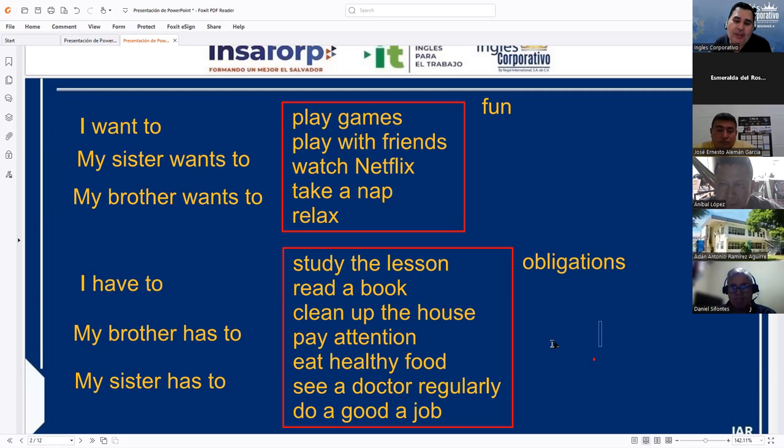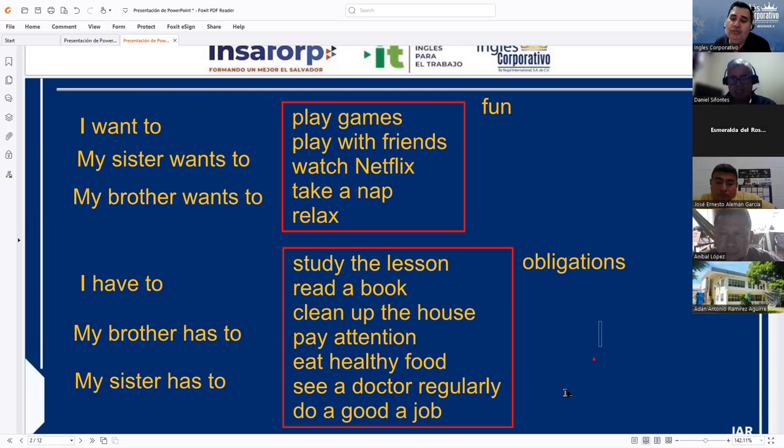Eat healthy food. The doctor said, you have to eat healthy food. The doctor says, you have to see a doctor regularly. And your boss says, you have to do a good job. Right? So do a good job, not a good, so here is extra. Okay, just like that. Do a good job. Okay, so obligations versus fun.